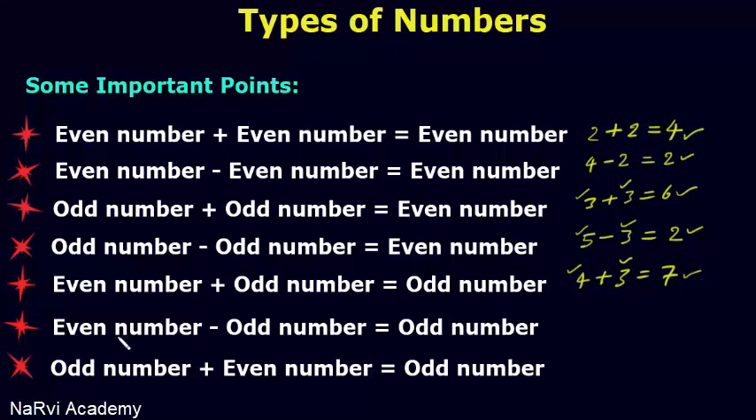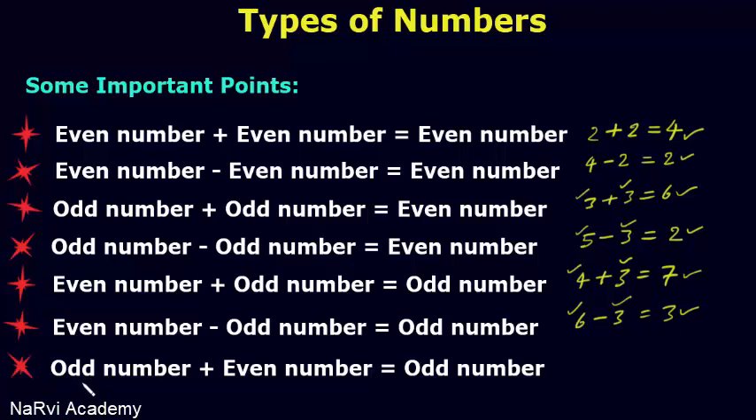If we subtract one odd number from an even number, we will always get an odd number. For example, 6 minus 3 equal to 3. Here 6 is an even number, 3 is an odd number, and the answer 3 is an odd number.